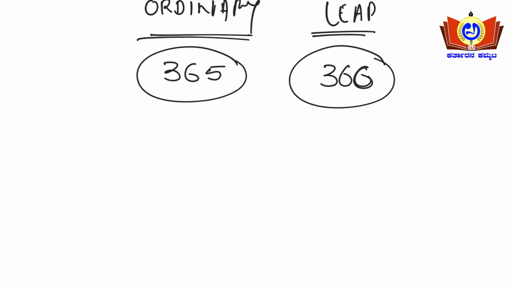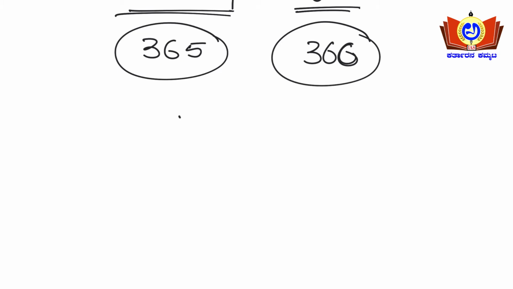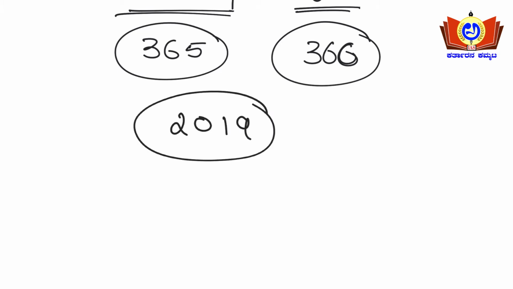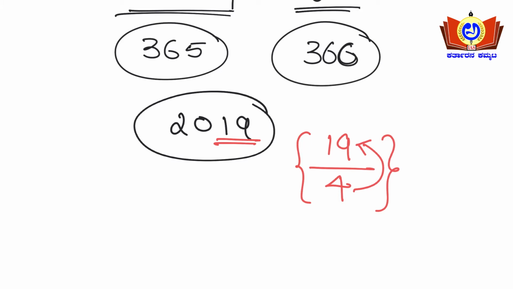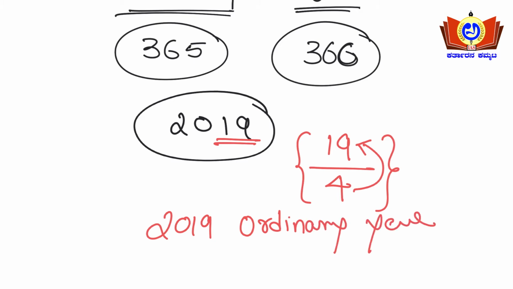Let us consider an example, the year 2019. How will you find whether this is an ordinary year or a leap year? Take the last two digits of that particular year. 19 you'll be writing, and every 4 years once a leap year occurs. Check whether 19 goes by 4. It doesn't go by 4, right? So 2019 is an ordinary year. So in 2019 there will be 365 days.